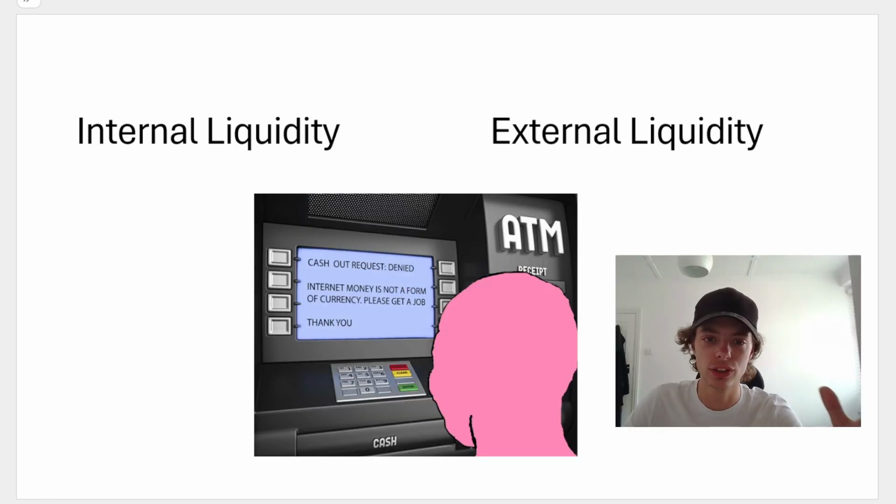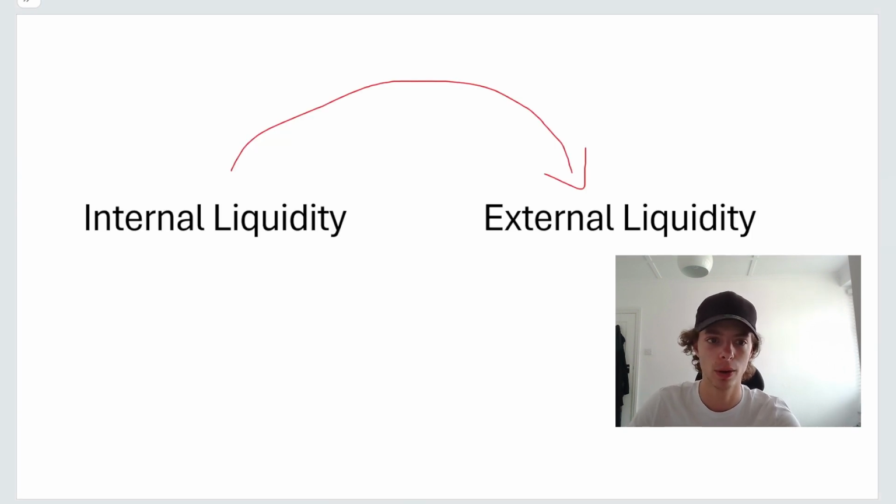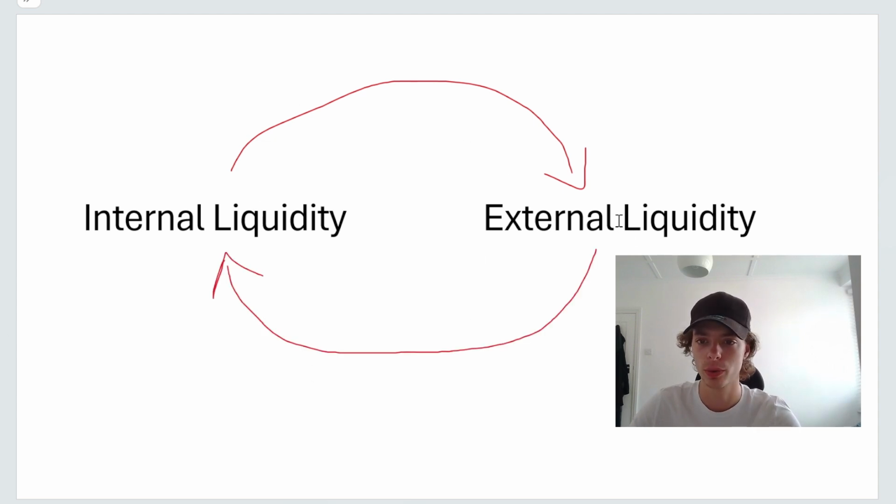So right here, internal and external liquidity. This is the only two things you need to know about. So price goes from internal liquidity to external liquidity. Once it goes from external liquidity, it then goes to internal liquidity. And this cycle just repeats itself over and over and over again.